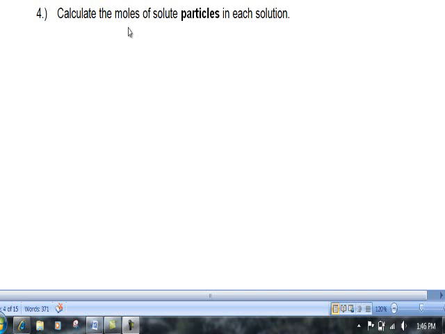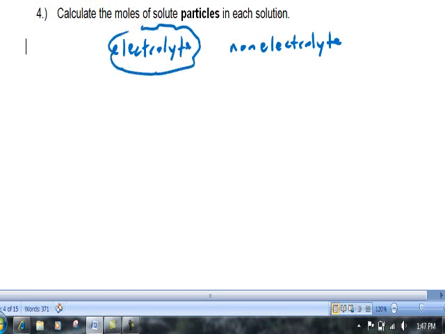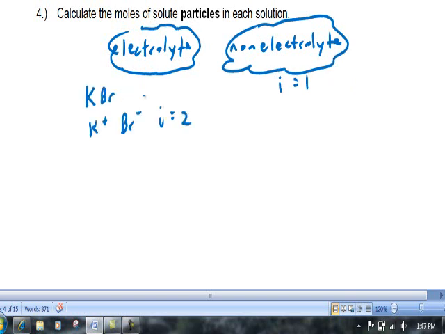Okay, let's jump to number 4 on the calculations and go through how to calculate moles of solute particles in each solution. What's going to be of consequence here is whether our solute is an electrolyte or a non-electrolyte. For all non-electrolytes, the i value is going to be equal to 1. For electrolytes, the i value depends on how many particles our ionic compound breaks apart into when it goes into solution.